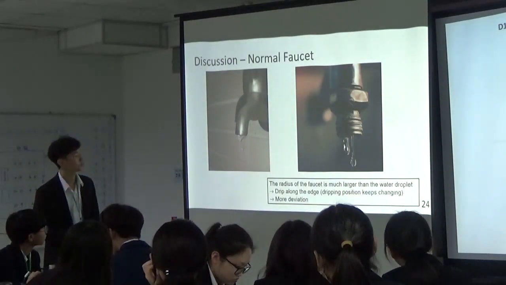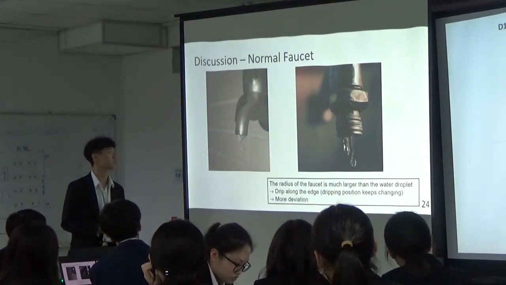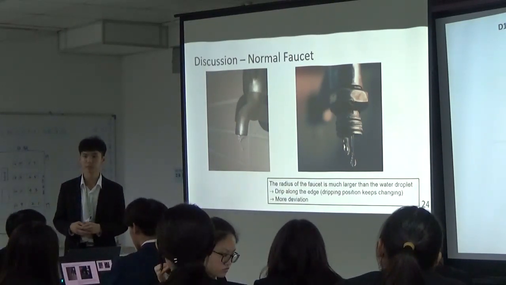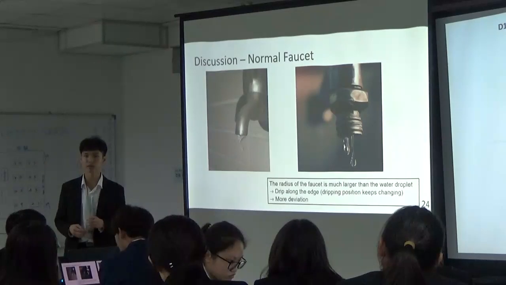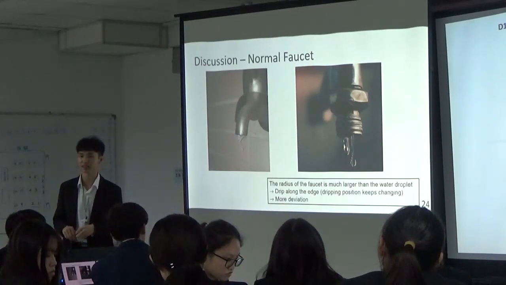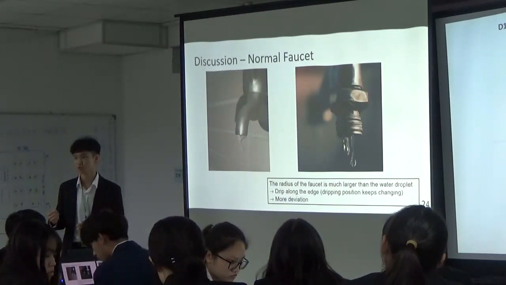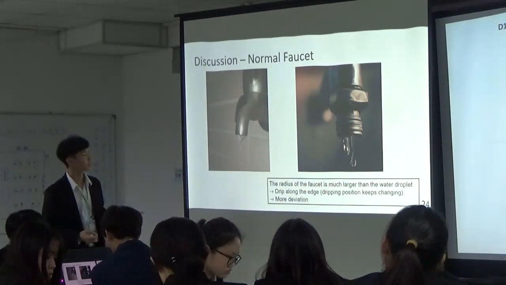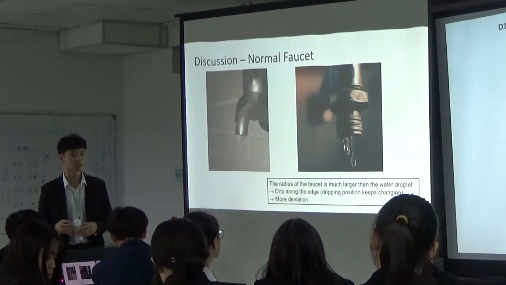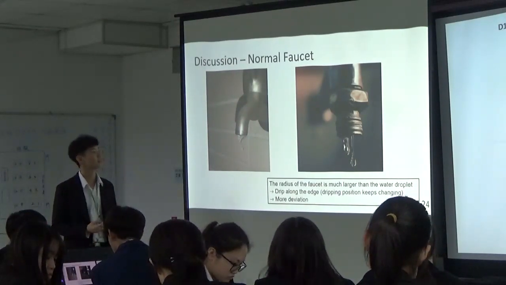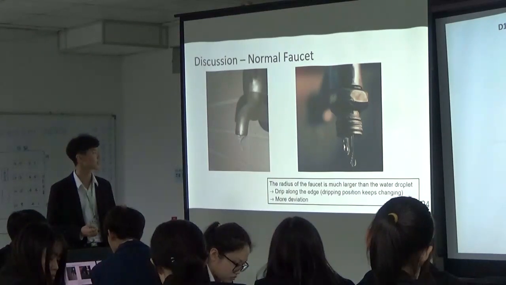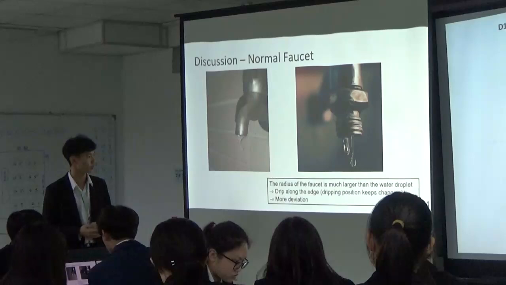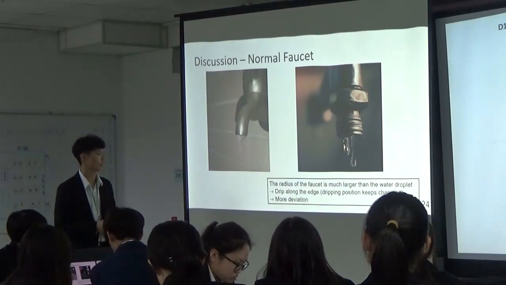And next, you might ask me why we won't use the normal faucet to do the experiment. It is because the diameter of the normal faucet is much bigger than the diameter of the drip. So in this situation, the points of the droplets will be very unpredictable. So we can hardly analyze this.